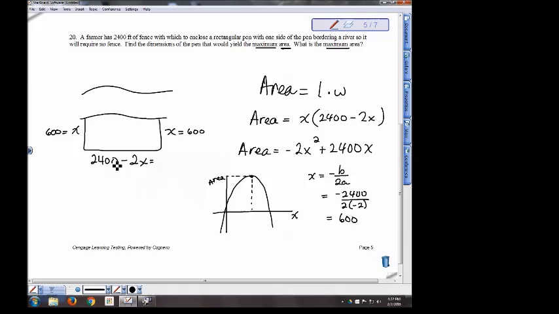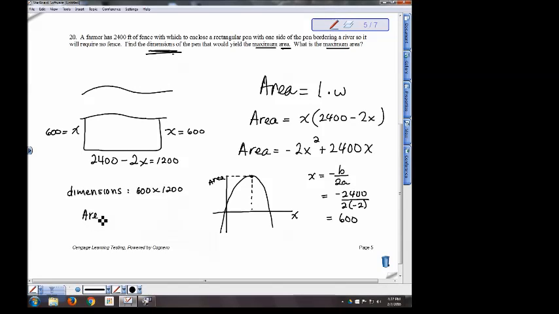Now, 2,400 minus 2 times 600. 2 times 600 is 1,200. 2,400 minus 1,200 is 1,200. So the dimensions need to be 600 by 1,200. So those are going to be the dimensions right here. This answers the first part of the question. Find the dimensions of the pen that would yield the maximum area. And then what is the maximum area?